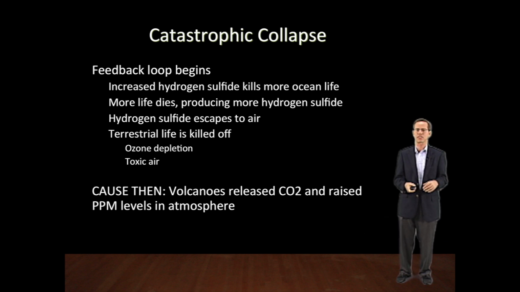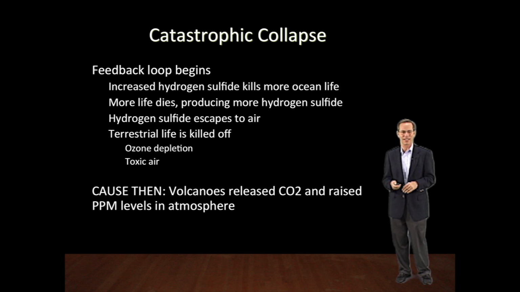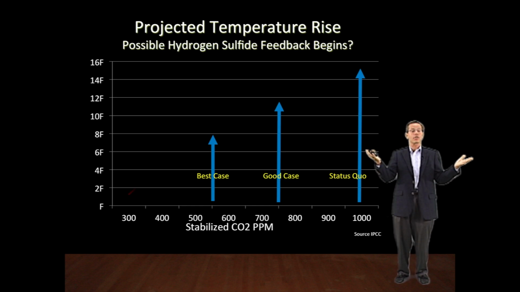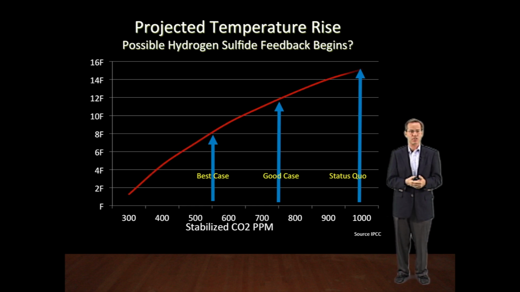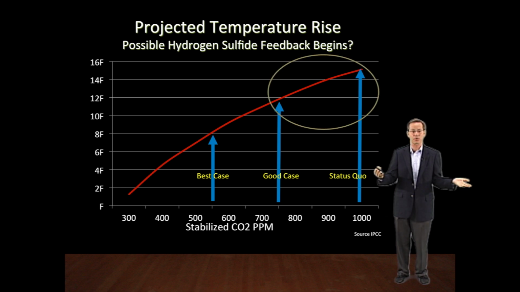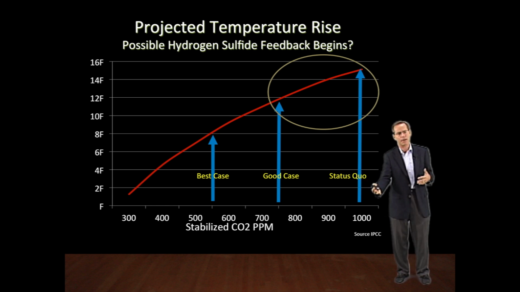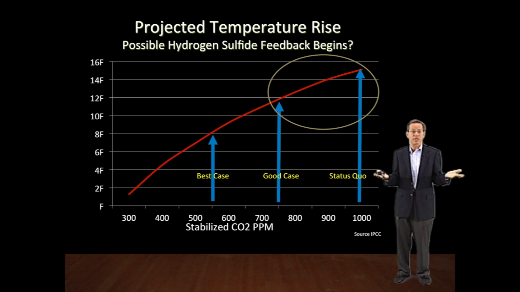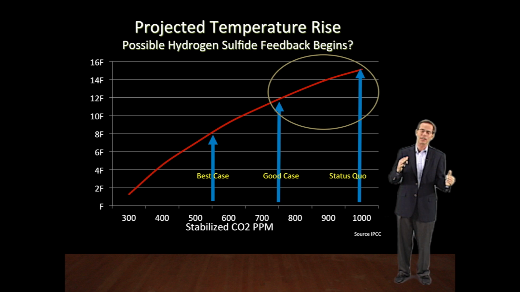And we should just note that this is potentially a historical fact, and we should put that in our minds, right? So what's the projected temperature rise here? Well, if our projected temperature rise is 8 degrees, 10 degrees, 12 degrees, 15 degrees Fahrenheit over maybe 100 years, or whatever the numbers are going to be as we approach 1,000 ppm, then is there a possible hydrogen sulfide feedback that begins? We don't know, because what we don't know is at what level of CO2 in the atmosphere this could happen. But clearly we have to note that it did happen over time, a long time ago.